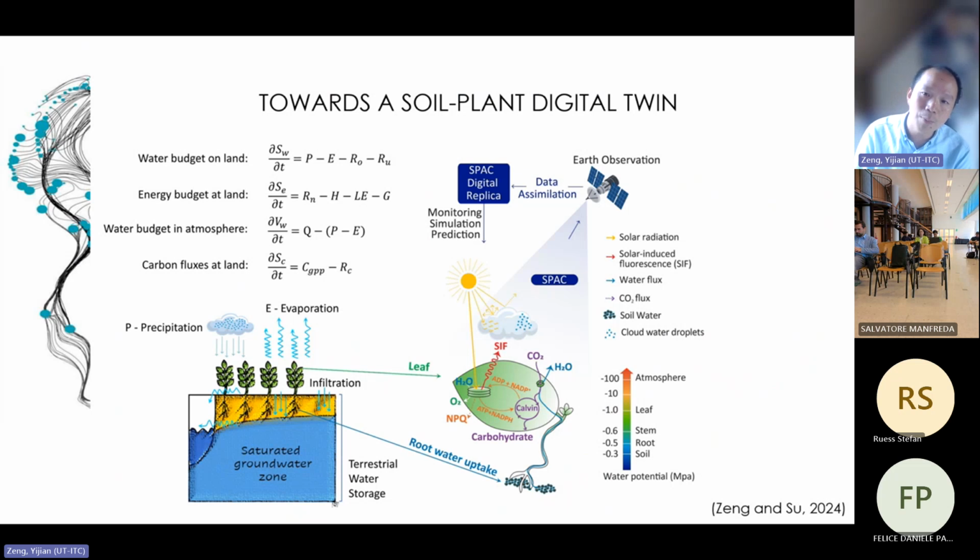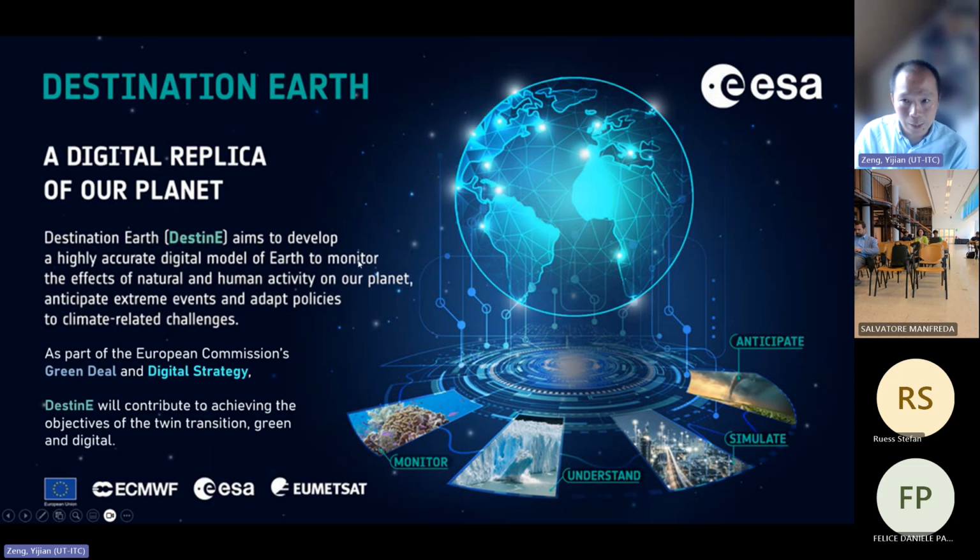So the soil plant digital twin is really a concept trying to utilize the model, utilize the satellite observation and in situ observation, and then harness them into an information dashboard to provide operational advice for the farmers to do irrigation water management, to do some kind of local measures. Okay, so I talk about this digital twin.